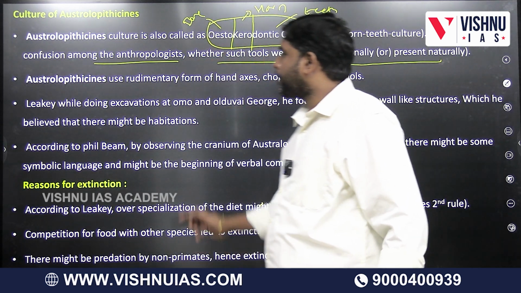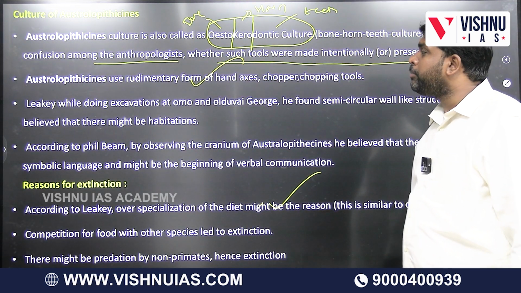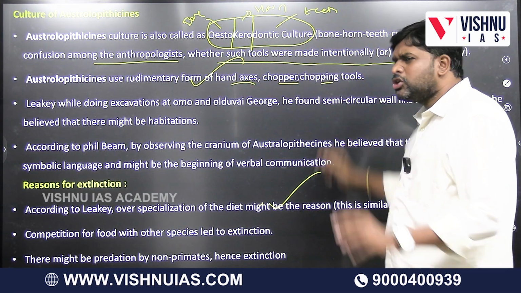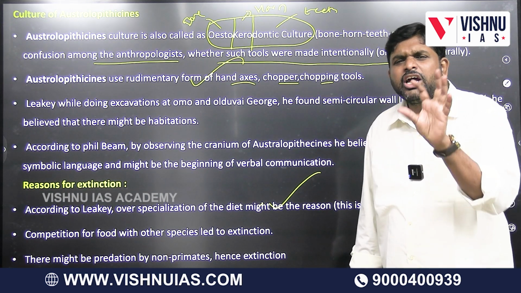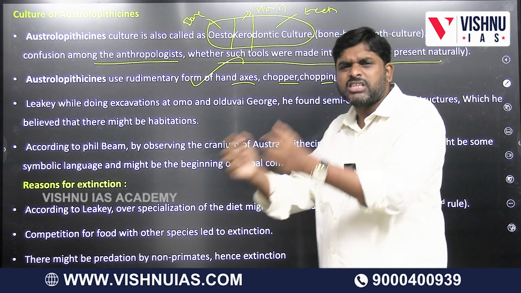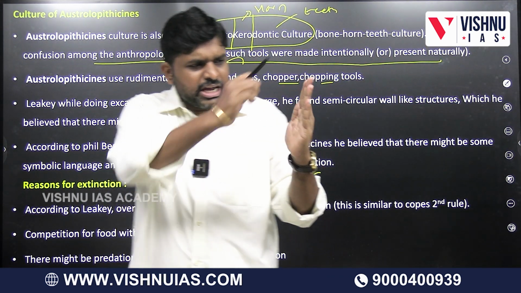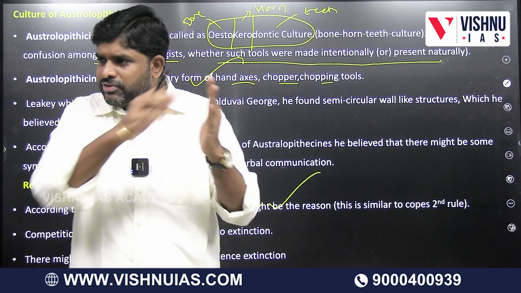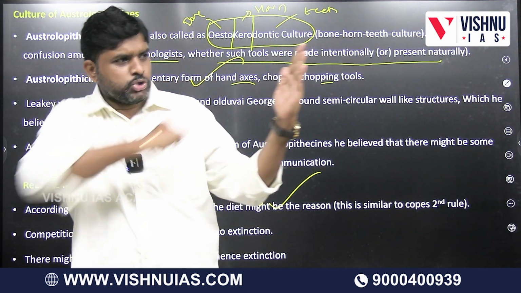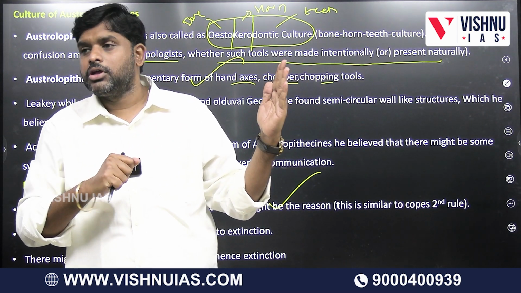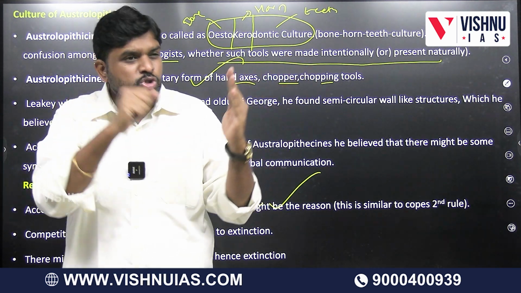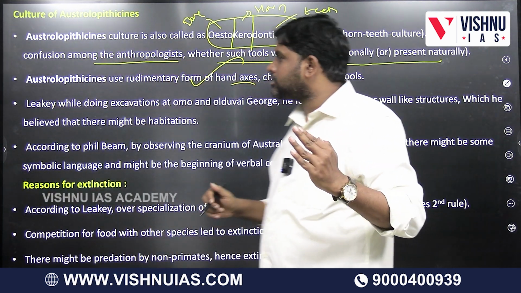Very good. So Australopithecines used rudimentary forms of hand axes and choppers. Some tools he started using, rough hand axes, rough chopping tools. An animal is there, I killed an animal. First I have to remove the skin or not? So when I want to remove the skin, he should remove it like this. That is called a chopper chopping tool. So he used chopper chopping tools. He used rough hand axes.